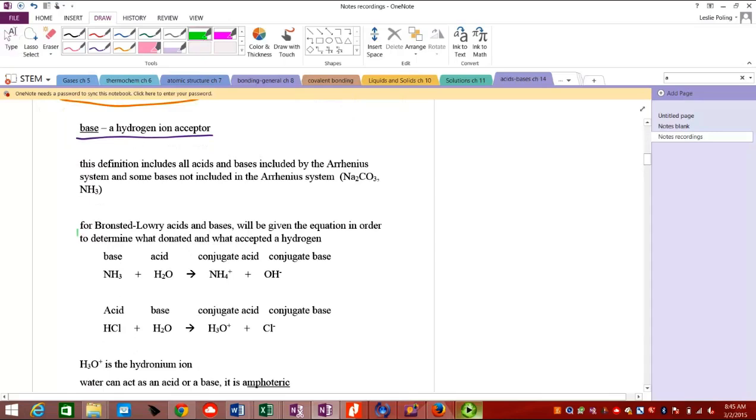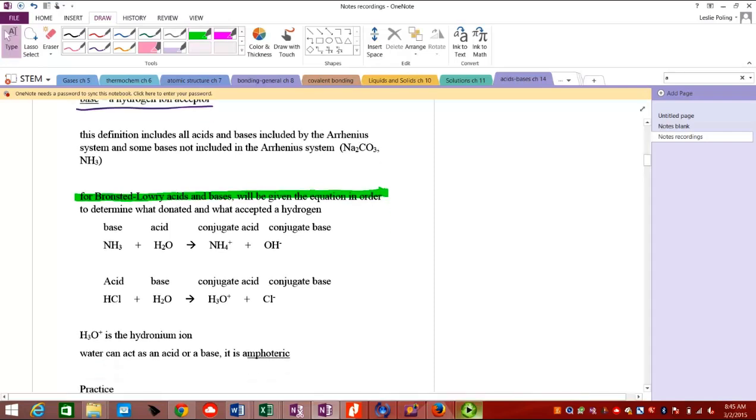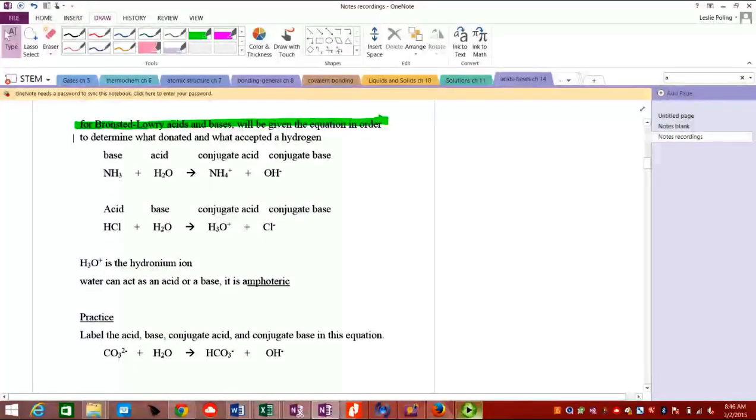Now this is important. You have to have the equation because you have to be able to look at what is donating and what is accepting a hydrogen. And we are going to identify conjugate acid-base pairs.